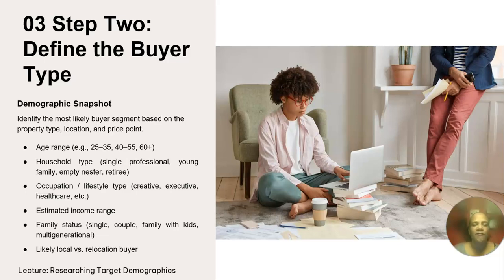So it's a demographic snapshot, right? So you're looking at their age, how old are they? The household type, are they single? Are they professional? Are they young? Are they empty nesters? Are they retired? What's their occupation? So are they creative? Do they work from home? Do they go into the office 9 to 5? Do they go into the office from 6 a.m. to 6 p.m.? What's their estimated income? Their family status? Are they single, married, kids?